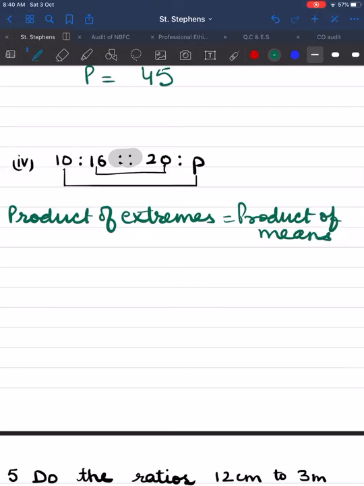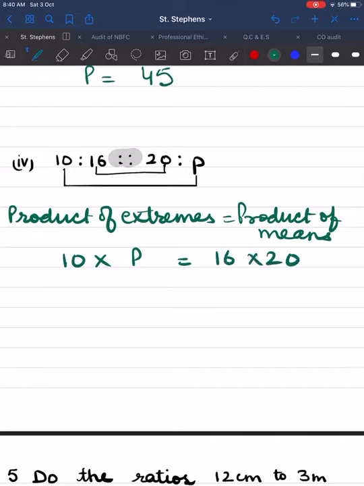So for product of extremes, we will multiply first and fourth term. So we have 10 into p is equal to, for product of means, we will multiply second and third term. So we have 16 into 20.